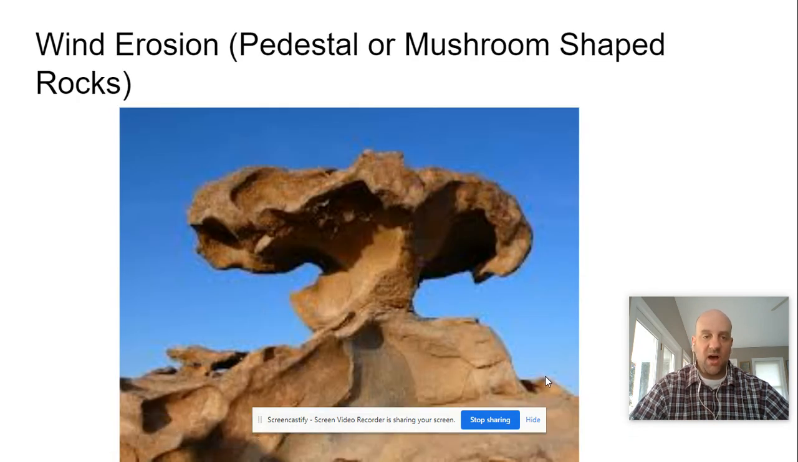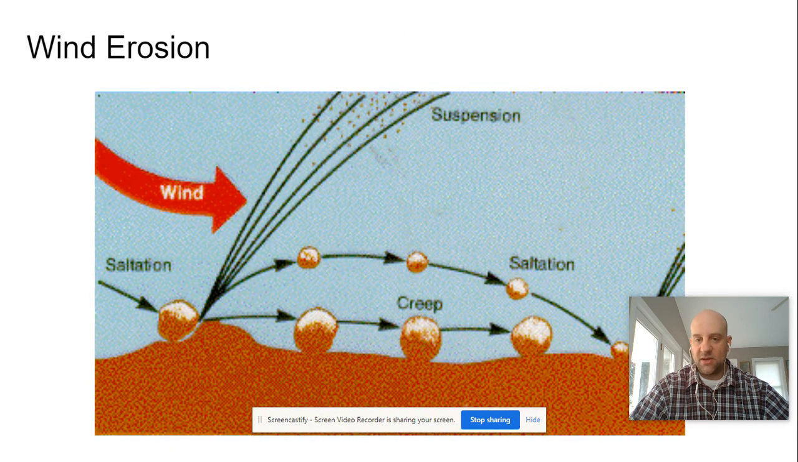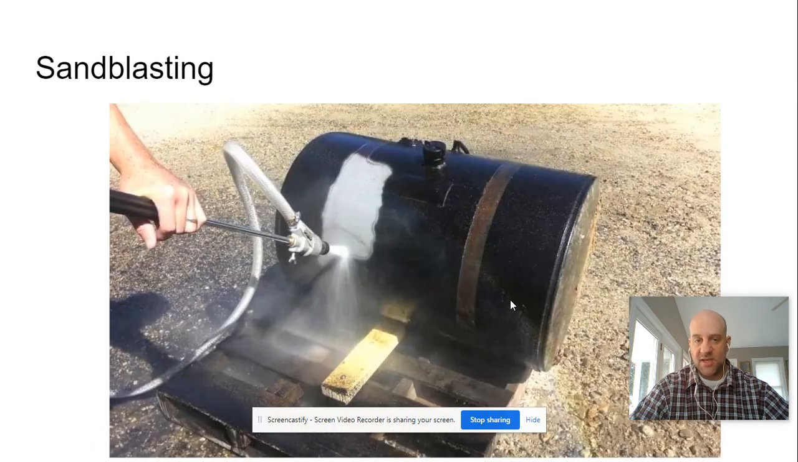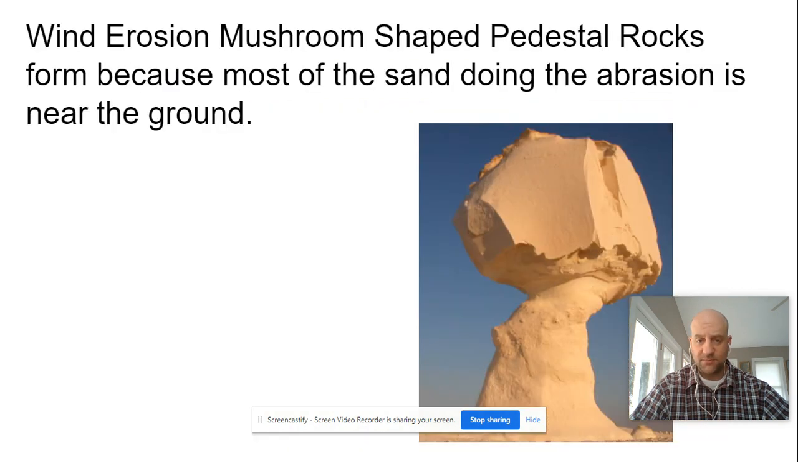In deserts, we often encounter these strange pedestal or mushroom shaped rocks. And the reason for this is due to abrasion, which is primarily happening near the surface. In this case, it's the sand and silt that is being blown around by the wind, and the majority of those larger particles, like the sand that is doing the erosion, is moving around near the surface and eroding away near the base of this rock structure. This just shows you the power of sandblasting, which of course we call abrasion in earth science.